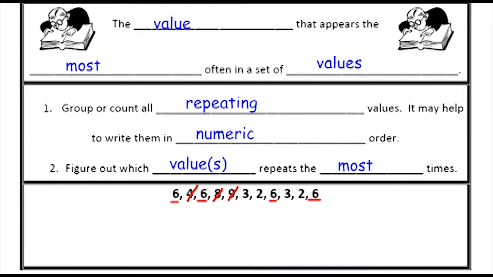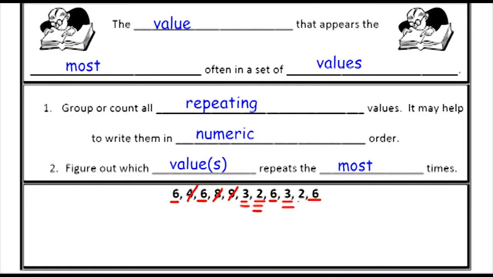Nope. 3. Oh, I see that there's 1 3 here, another 3 here. 3 repeats, but it's only repeating 2 times. Not as many as the 6s. There's 4 6s. 2. There's 2 of those. Still, there's more 2s, but not mostly 2s. Okay, 6 has the most repeated values.